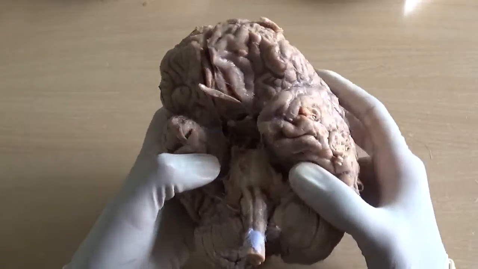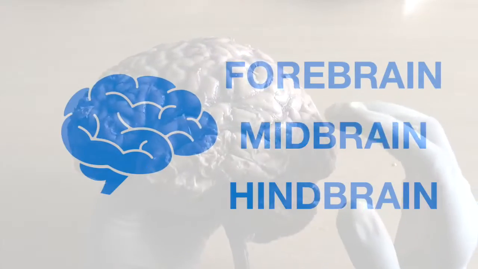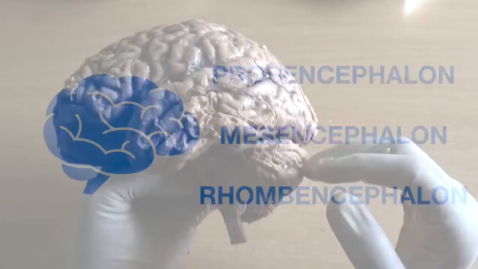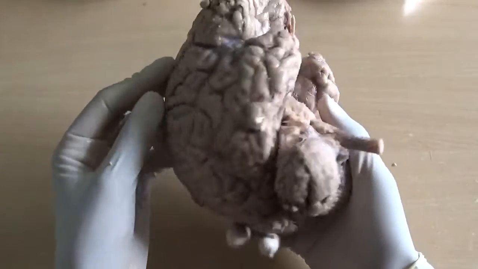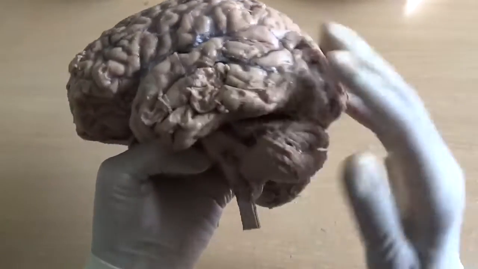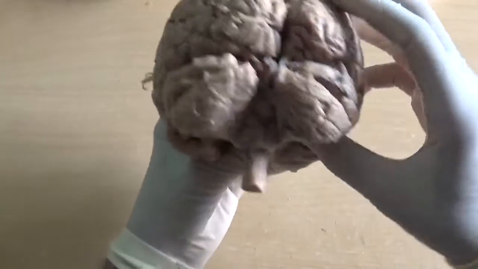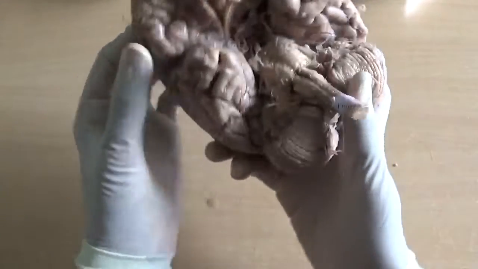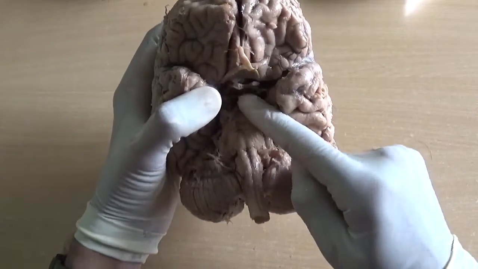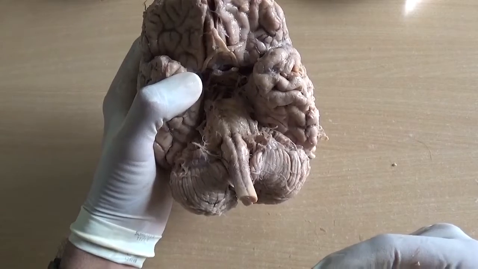Now let's overview the parts of the brain. Developmentally, it is divided into forebrain, midbrain and hindbrain, or we can say prosencephalon, mesencephalon and rhombencephalon. So overall, if we see, it is having the cerebrum, see, this is the cerebrum, posterior-inferiorly the cerebellum, see this, and here is the brainstem, okay, midbrain, pons and medulla. This medulla is continuous with the spinal cord.